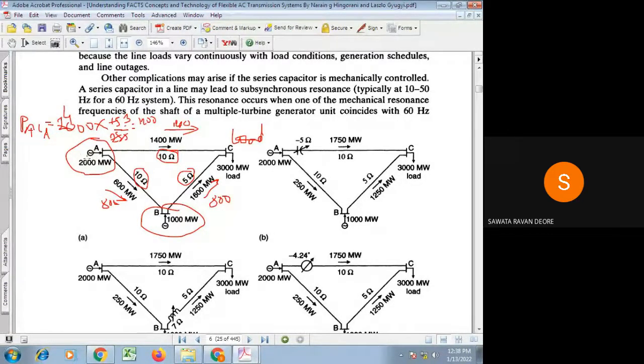Now we consider generator at B is in operation, A is not in operation. Again we will find out the power flow through these lines. 1000 is the total generation. PAB when B is in operation is also equal to PBC when A is in operation, and both are equal to 800, जो मैंने अभी आपको निकाल के फिगर पे लिखा है.